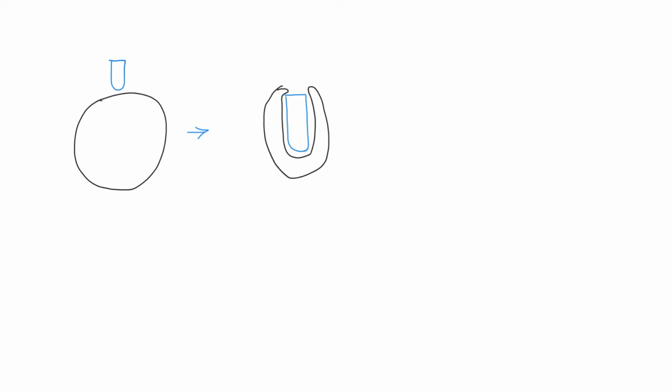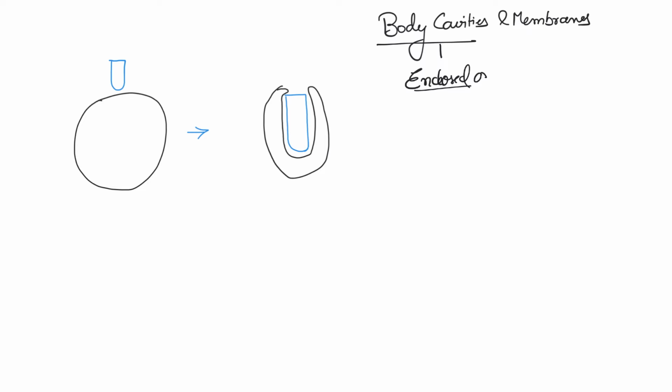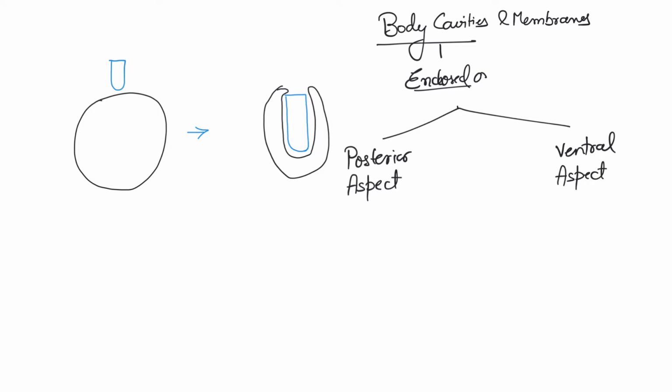Now we have to understand another big topic, that is body cavities and membranes. These body cavities are nothing but enclosed spaces, and within these enclosed spaces lie your organs. Generally we group the body cavities into two categories, that is the posterior aspect and the ventral aspect or the ventral cavity. Some people also refer to the posterior aspect as the dorsal cavity, but you can simply call them that.